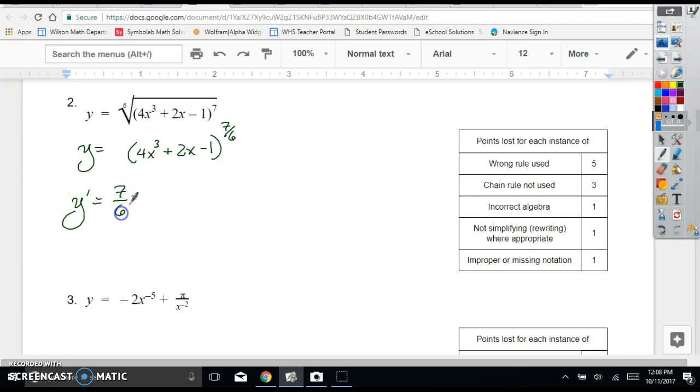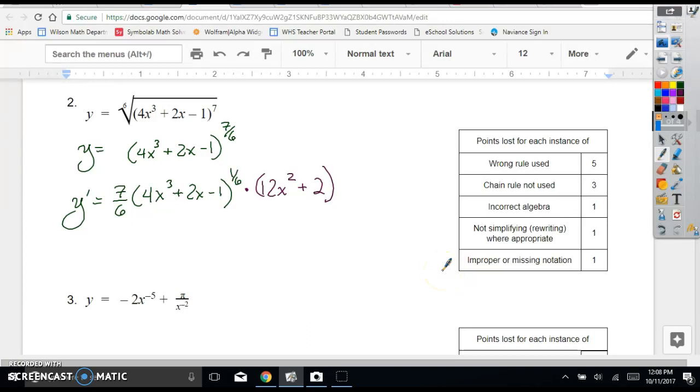The 7/6 comes out in front, and I'm being multiplied by 4x to the third plus 2x plus 1. Subtract 1 from this to get 1 over 6. Now, remember, we are not finished. I still have to do the derivative of the inside, which is this guy here. So I'm going to have 12x squared. 3 times 4 is 12, subtract 1, plus 2, and then the derivative of that is 0, so I don't have to write it. So I'm going to put plus 0 on the end, and 2 plus 0 is going to give me that 2.